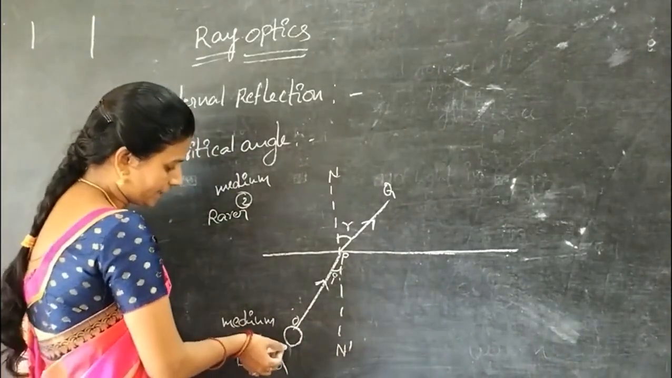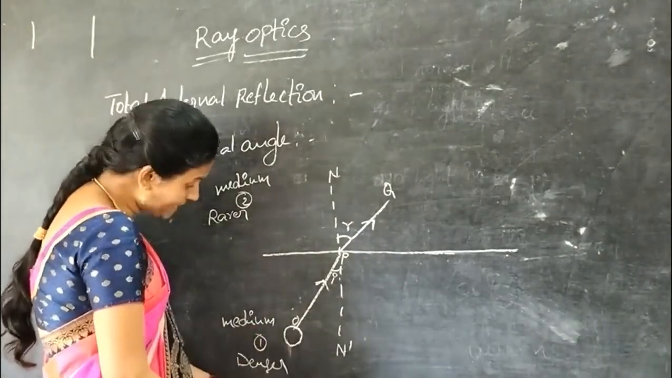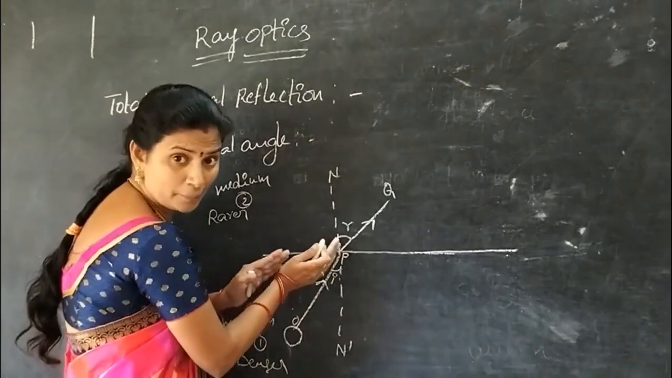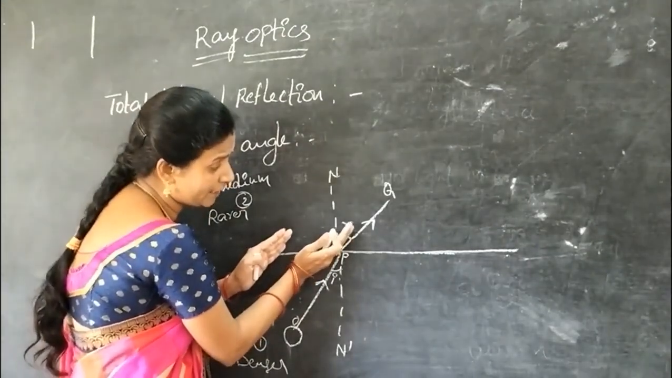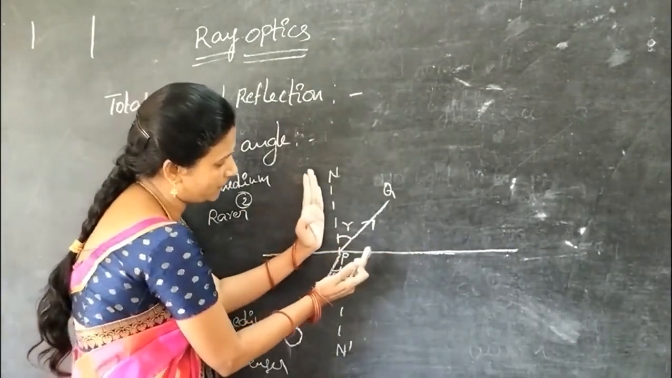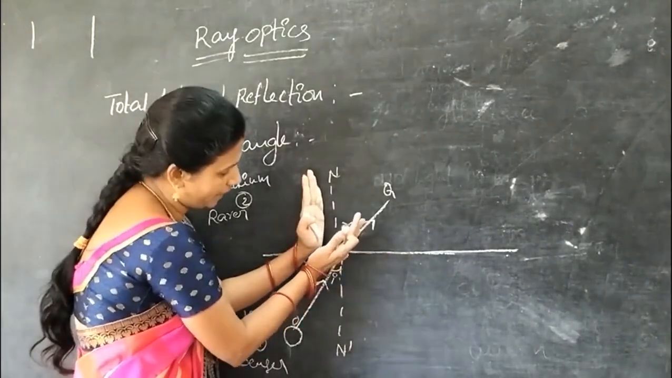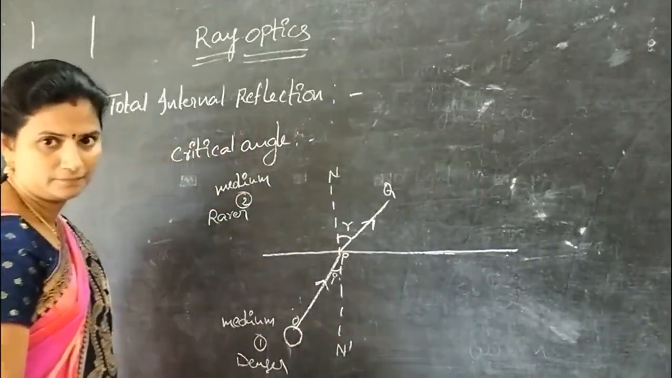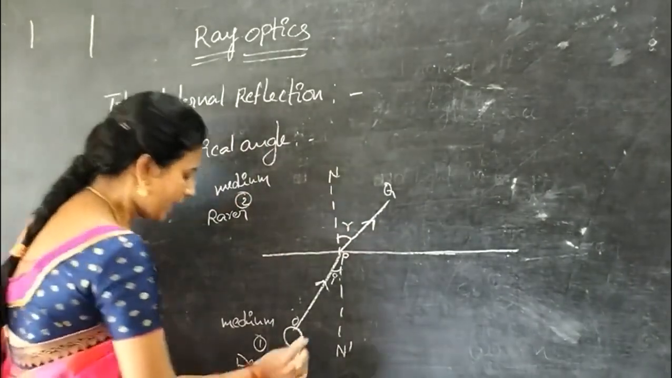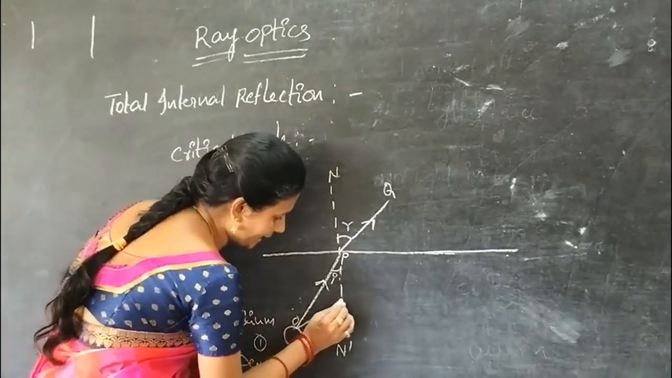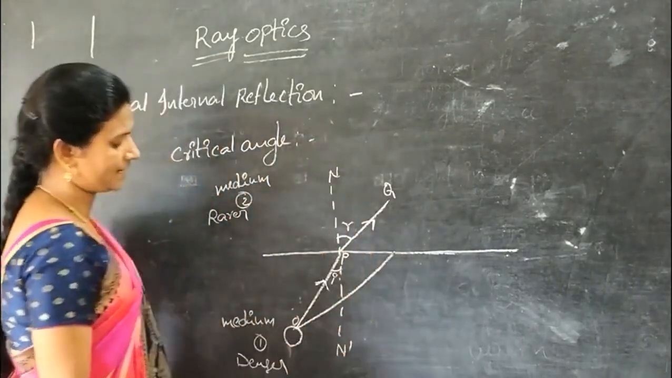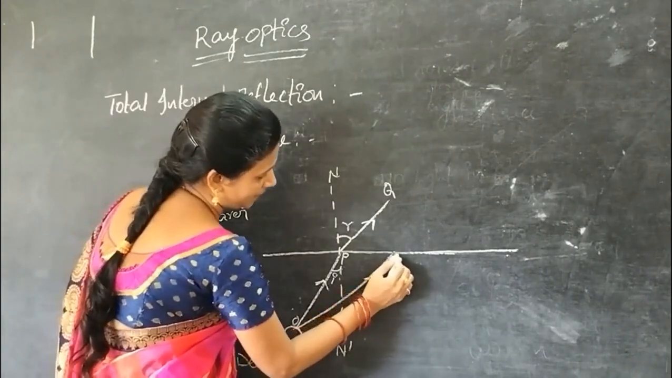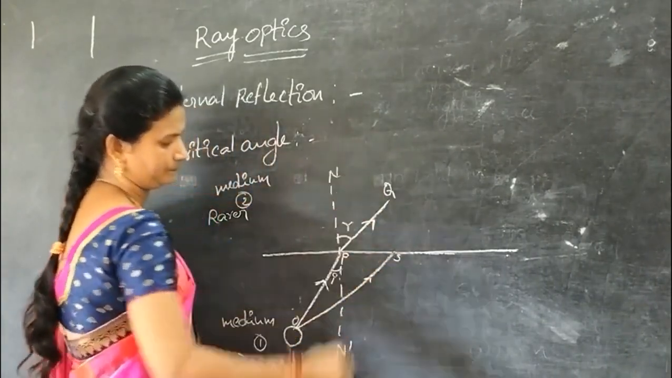So here the light ray travels from denser medium to rarer medium. So that's why what will happen here? The refracted ray moves away from the normal. This is normal, no? So that's why the refracted ray moves away from the normal. Okay, let us consider another light ray. So this is nothing but OS.